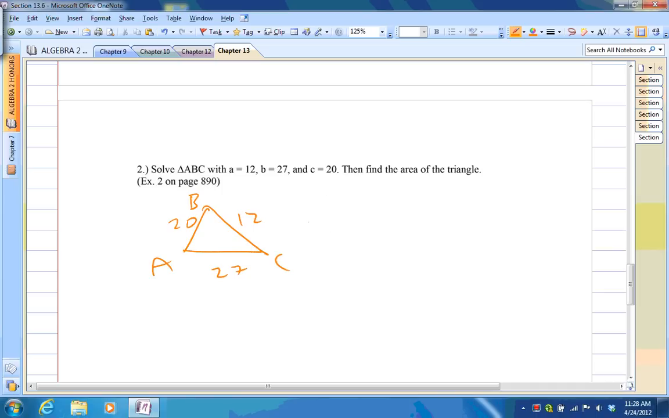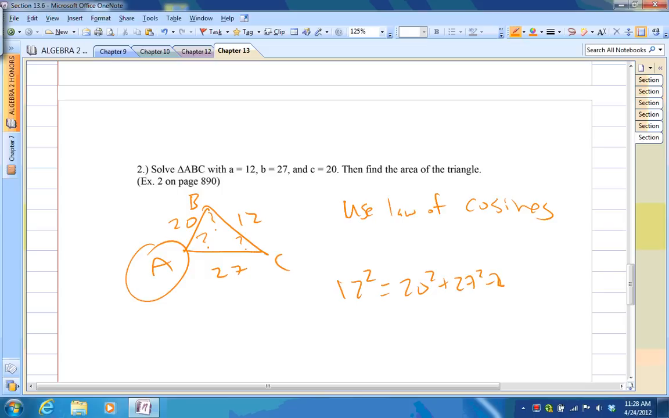So in this case, you can find any angle you like, but you have to start with law of cosines, because you can't use law of sines since we don't know a pair of a side and an angle that are opposite of each other. So use law of cosines. Let's say we want to find angle A first. So 12 squared would equal 20 squared plus 27 squared minus 2 times 20 times 27 times the cosine of angle A.